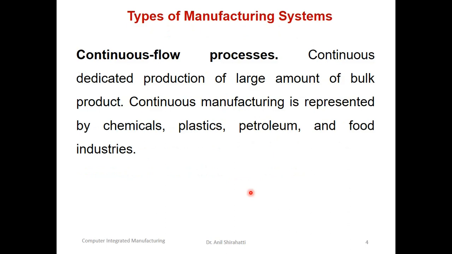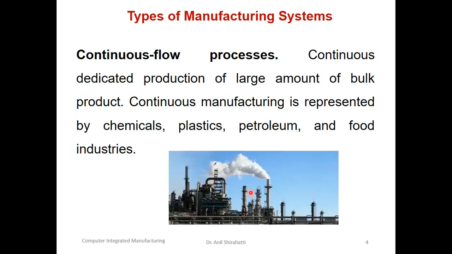So let's start with the first, continuous flow process. Continuous flow process is a type of manufacturing system where you are producing a product continuously, non-stop. For example, in chemical industry, plastic, or petroleum and food industry. So it is a continuous production, 24 hours a day, 7 days a week, 365 days. We are doing non-stop production. So you can see in continuous process, the amount of production will be bulk, but the variety will be very less.